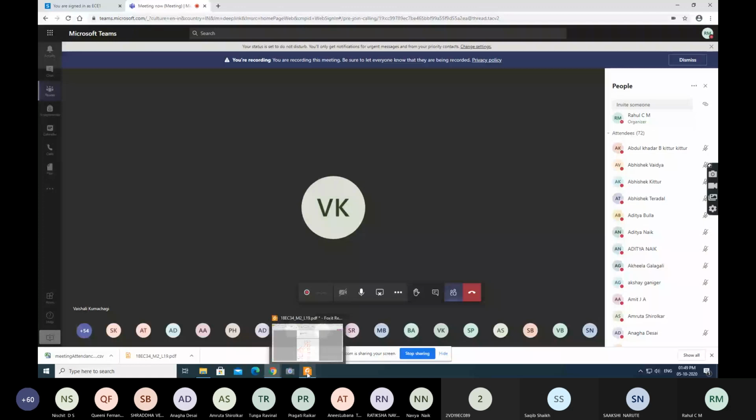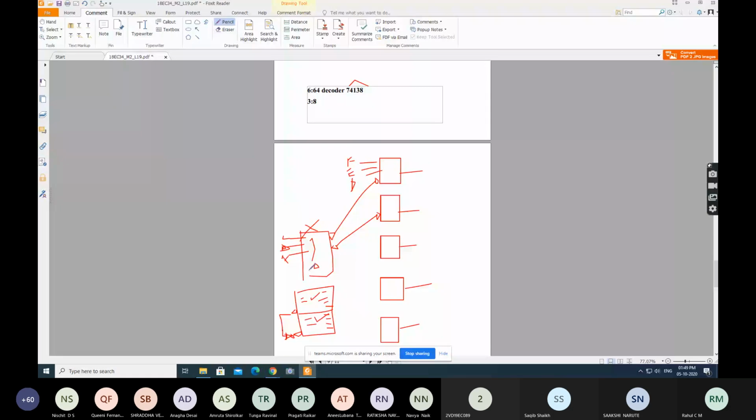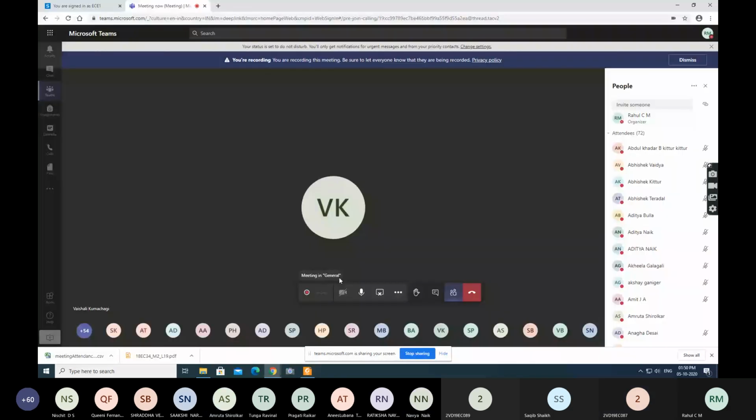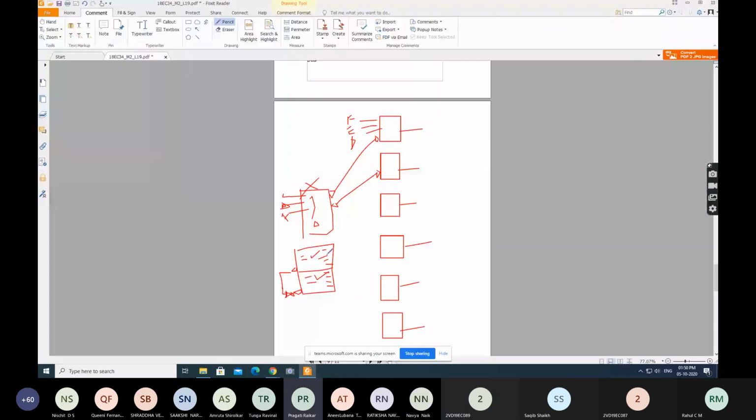I'm taking a 2:4 decoder, 74139. Only one IC I'm taking. Am I taking 2 ICs of 74139 or only one 74139 IC? Hey, one 74139 IC has two 2:4 decoders in it. Why will I take 2 74139s? One 74139 IC is a dual 2:4 decoder, correct?